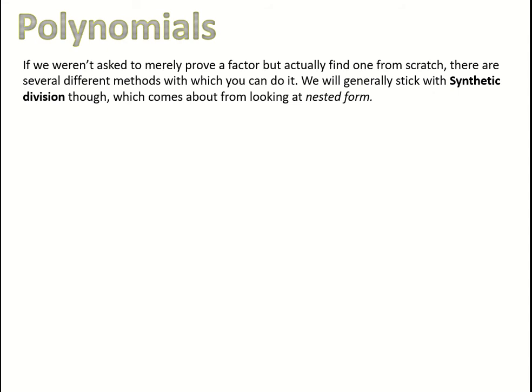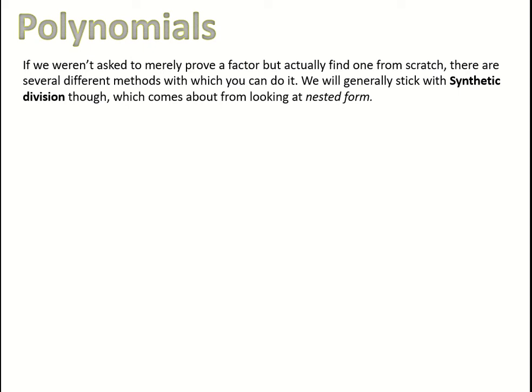Right, if we weren't asked to merely prove a factor, but actually find one from scratch, there are several different methods which you can use, okay? Right, we're going to use a method called synthetic division, which comes from looking at nested form, right? You're going to hear these terms, I won't worry too much about them, but the method of synthetic division is important, and you're going to use a hell of a lot of it from now on. I'm going to show you where it comes from in terms of the nested form. I'm going to do it step by step, and it might not make a massive amount of sense.